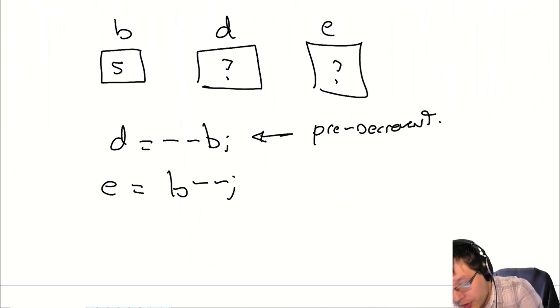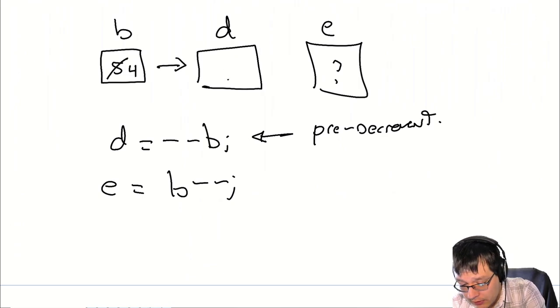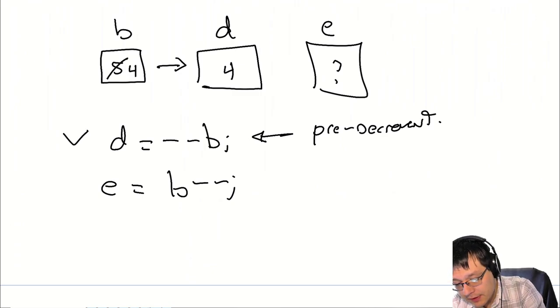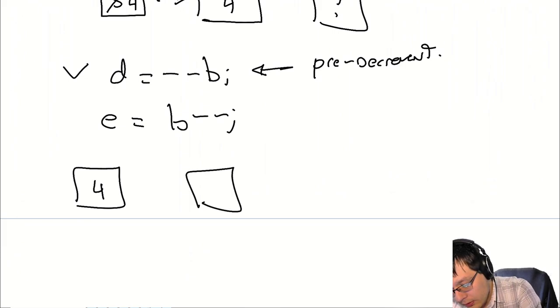Okay, and so this here is going to be a pre-decrement, which means replace the value of 5 with 5 minus 1, which is 4, and then go ahead and copy that into D. So now D has a 4. So that's this line. For the next line, so now we have 4, and this still has garbage in it.